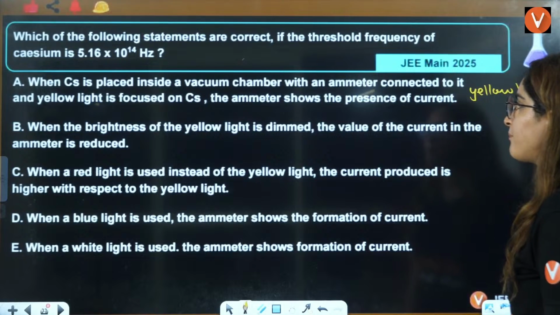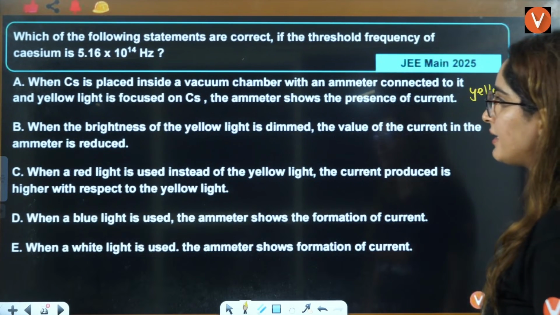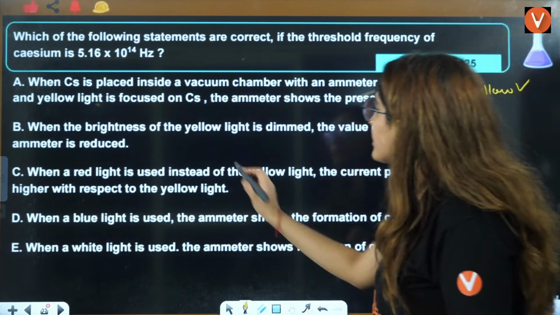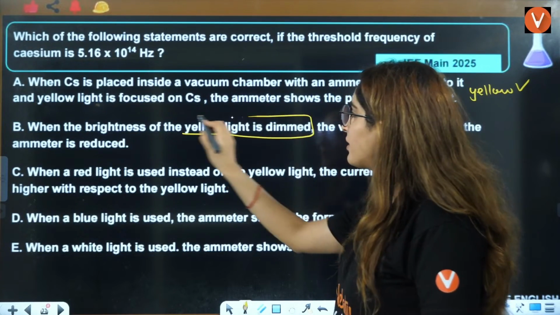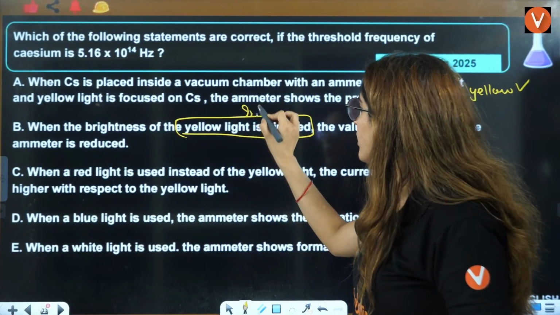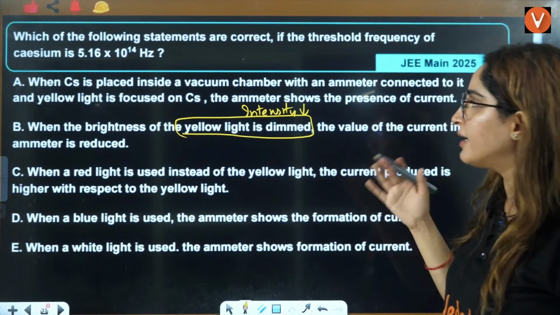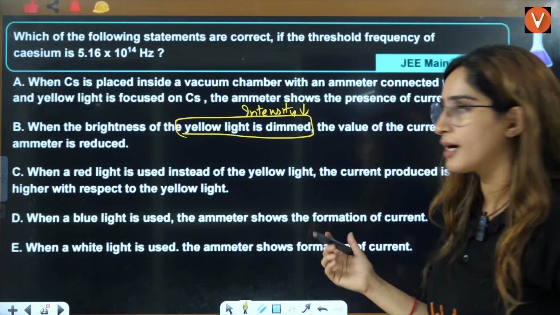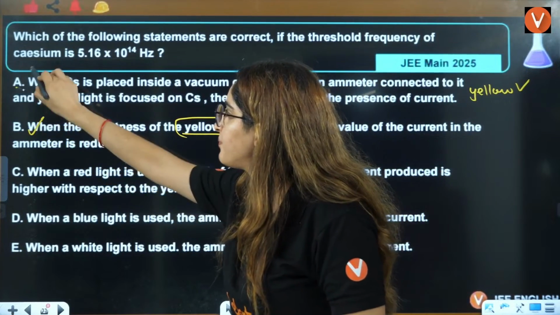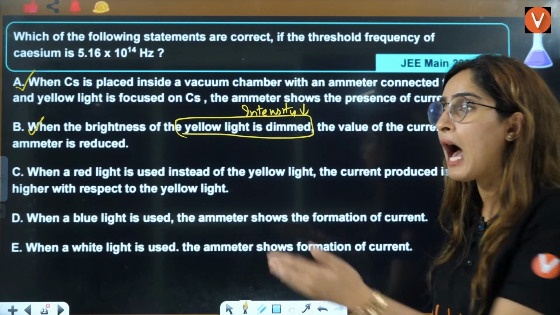When the light is dimmed, the value of current in the emitter is reduced. They are saying if yellow light is dimmed, if intensity is decreased, the current in the emitter is reduced. Yes, the current will be reduced. This is also correct. Now, ma'am, how will I remember this?